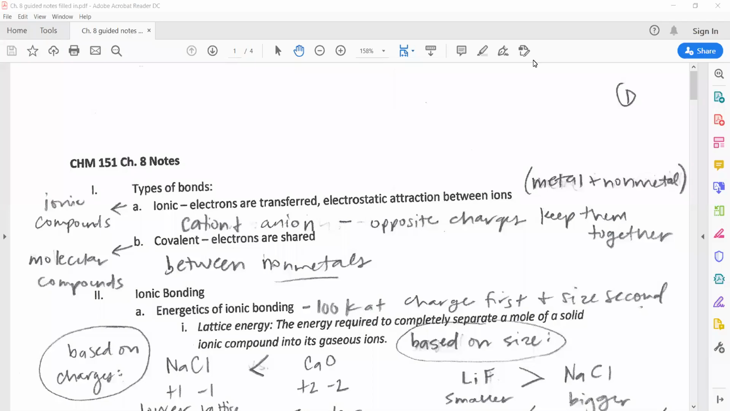Here's chapter 8 on bonding and the structure of molecules. So we've already touched on these a little bit, but to get more specific, there's two types of bonds that hold atoms together. There's ionic bonds and covalent bonds.